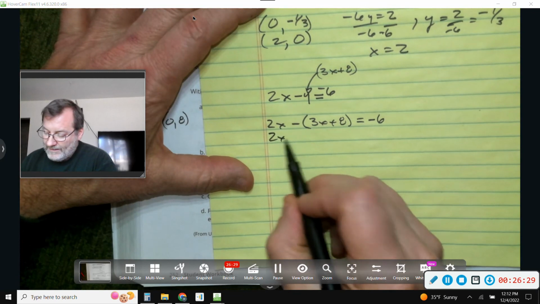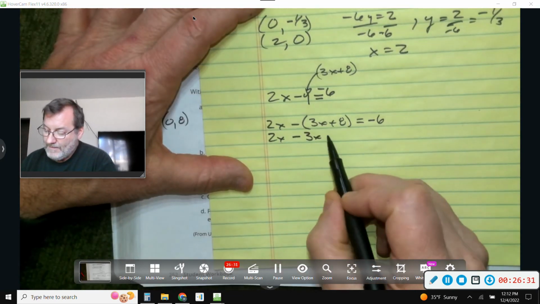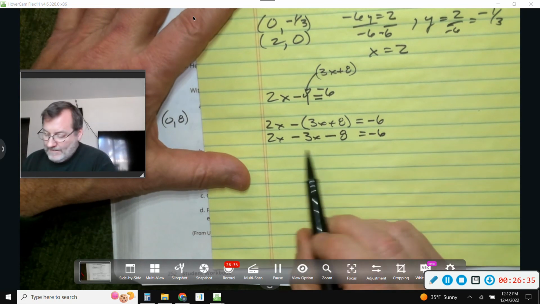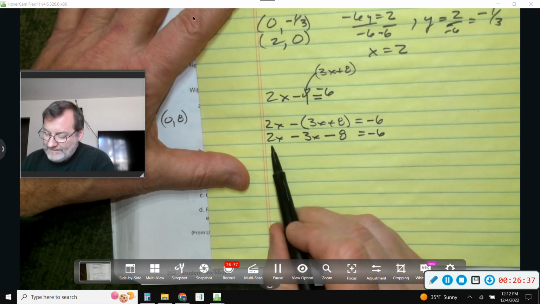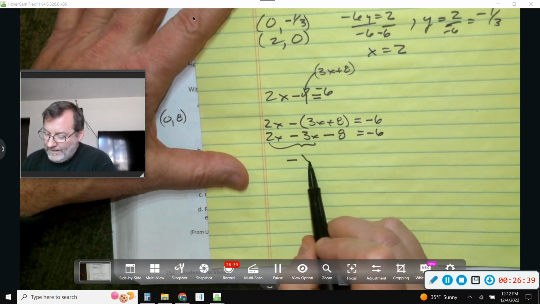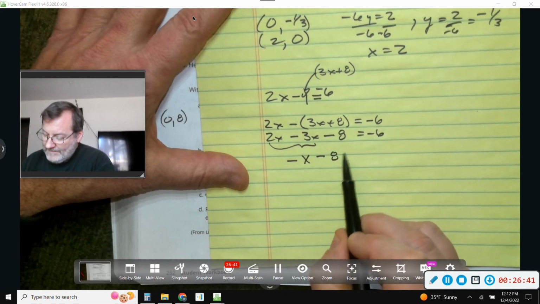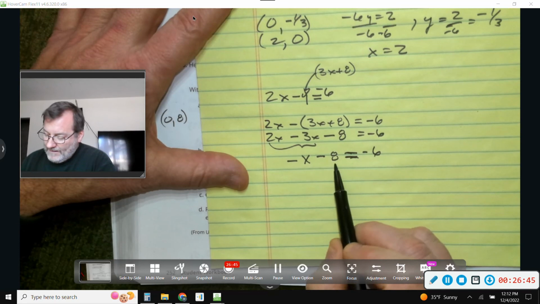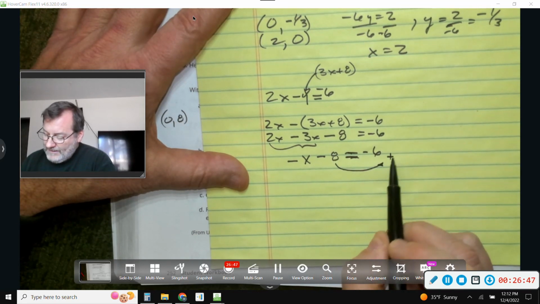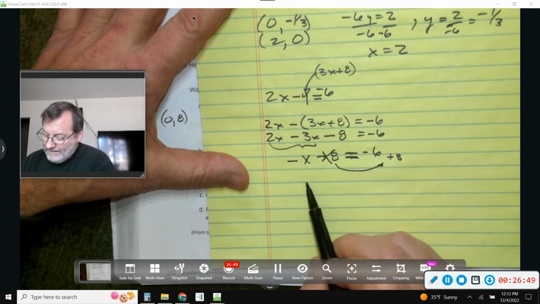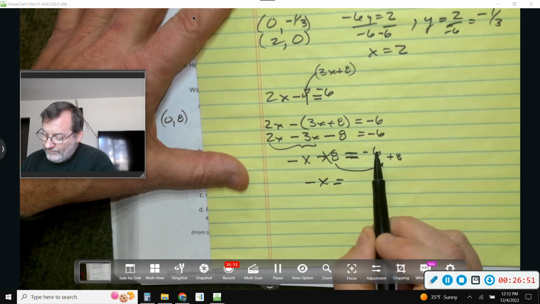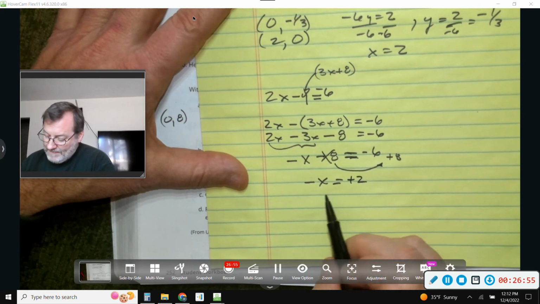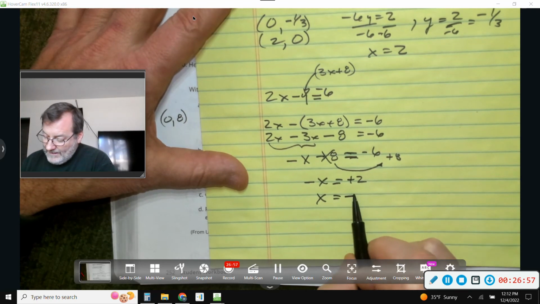So that's 2x minus 3x minus 8 equals negative 6. 2x minus 3x is minus 1x, minus 8 equals negative 6. I'm going to add 8 to both sides. That goes away. Negative x equals negative 6 plus 8, which is a positive 2. So x equals negative 2.